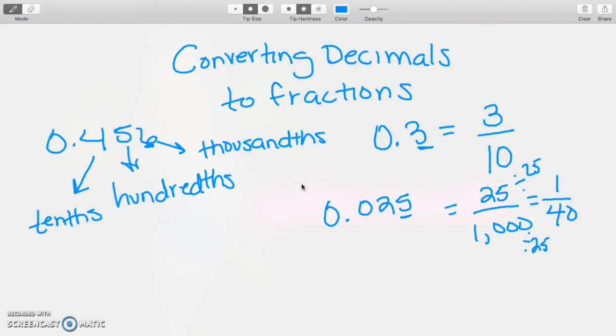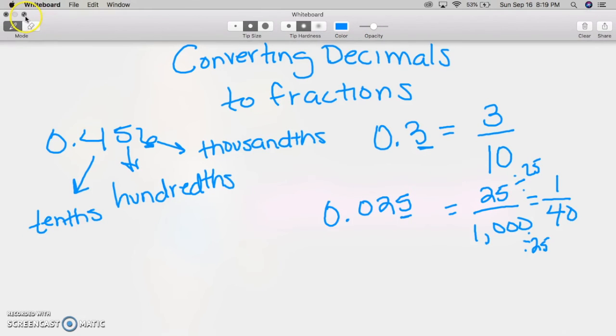So keep in mind, like I said, if you memorize your units after the decimal, that will help you convert decimals to fractions. So get a place value chart and start looking at the units after the decimal, so that it can definitely help you with converting decimals to fractions.